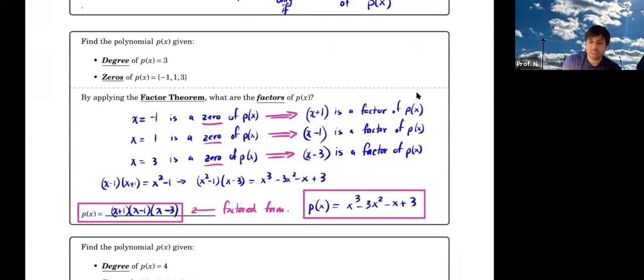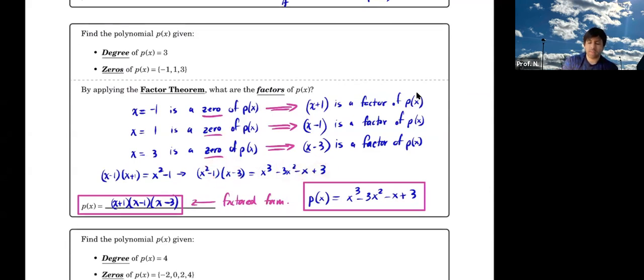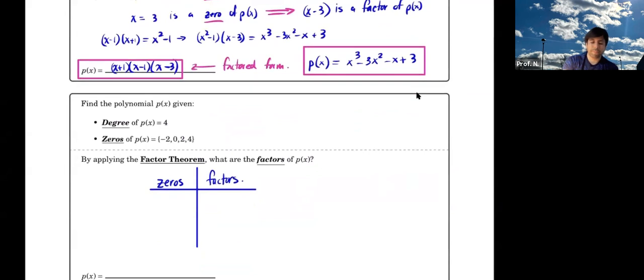Chen, how did we get x cubed? So I guess it's not that fast. I just did the distribution process really quickly. X squared times x is x cubed, right? And then x squared times negative 3 is minus 3x squared. And then negative 1 times x is negative x. And then negative 1 times negative 3 is positive 3. That's what I did. I just didn't write out the whole thing.